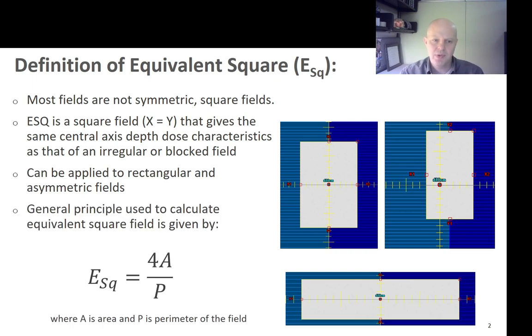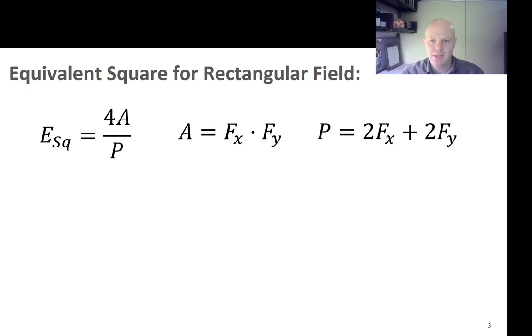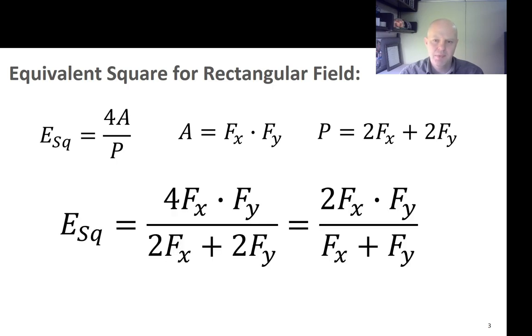The general principle that we use to calculate this is that the equivalent square field size is equal to 4 times the area divided by the perimeter, where these are the area and perimeter of the field shape. So what does this look like for a rectangular field? Well, we start with our principle, and we know that the area is going to be the width times the length, and the perimeter is going to be 2 times the width plus 2 times the length, and we can put this together and get an equation that's the equivalent square for a rectangular field.